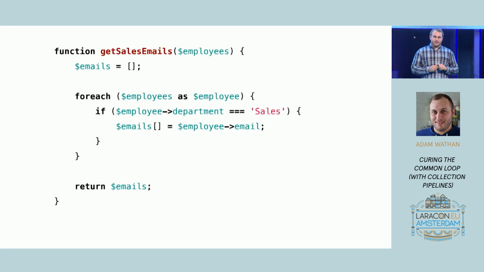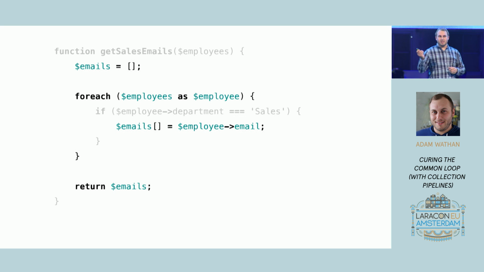But what about an example like this? This is a little bit more complicated. We're trying to get the email addresses of the employees in the sales department. So we start with an empty array of emails, we loop over all the employees, we check to see if the employee's department is the sales department, then we want to add that employee's email to our list of email addresses, and then ultimately we return them.